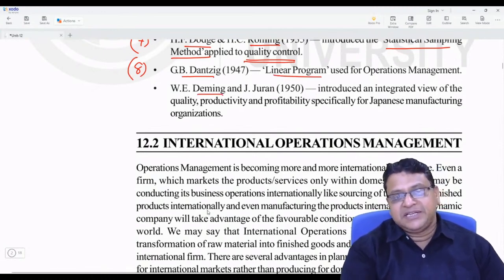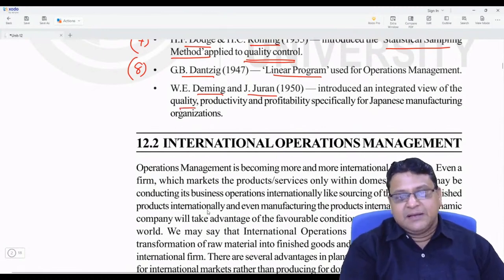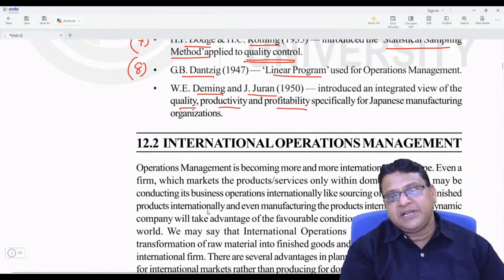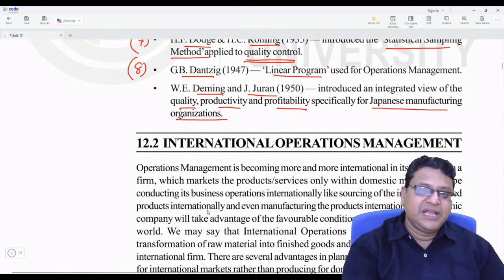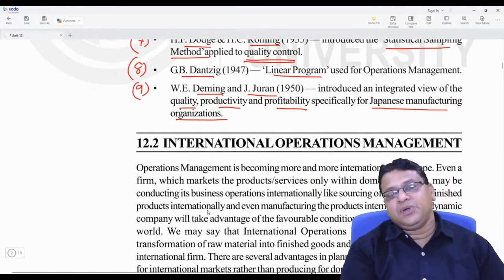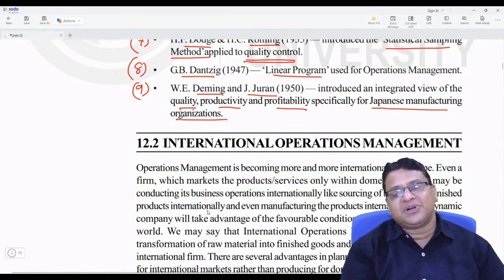Then Deming and Juran introduced the concepts of quality, productivity, and profitability for Japanese manufacturing organizations. So they are the pioneers in the study of quality, productivity, and profitability. Many authors have contributed immensely towards the development of operations management as a subject.